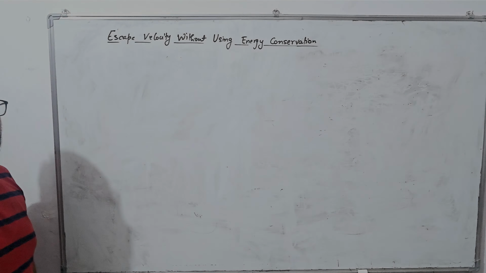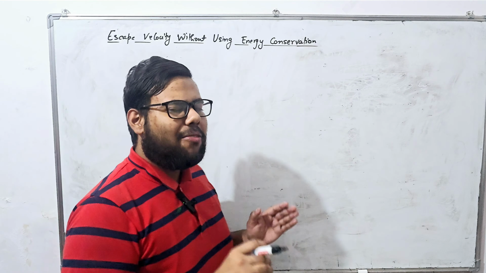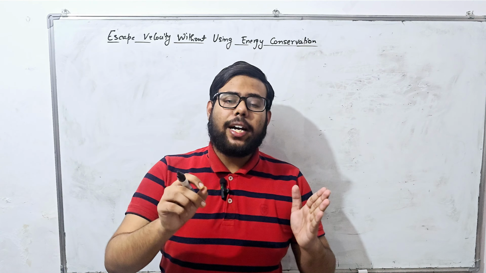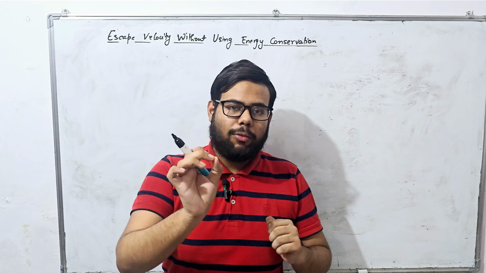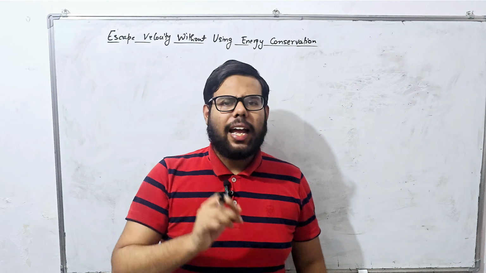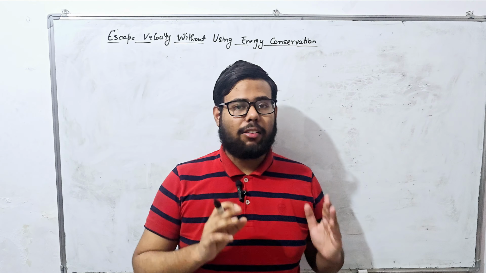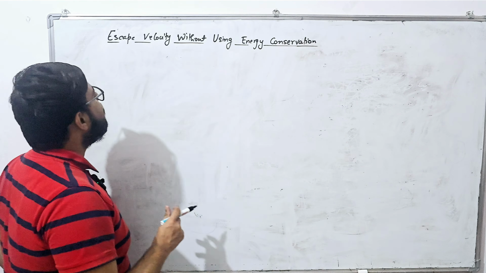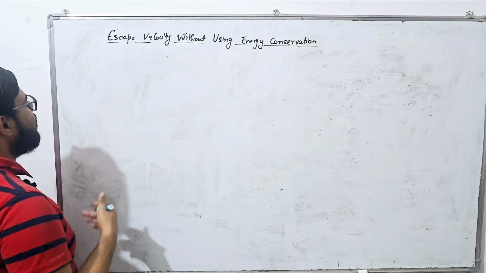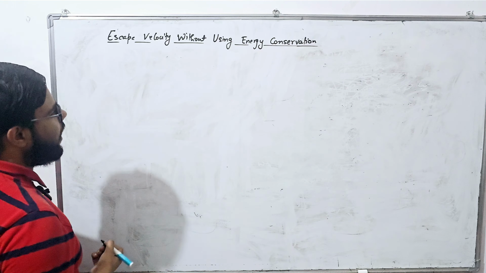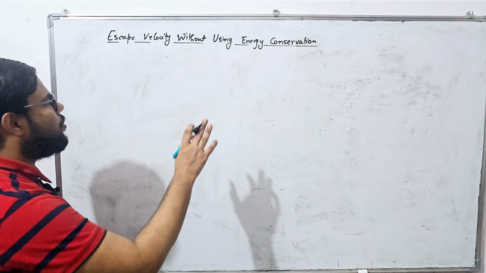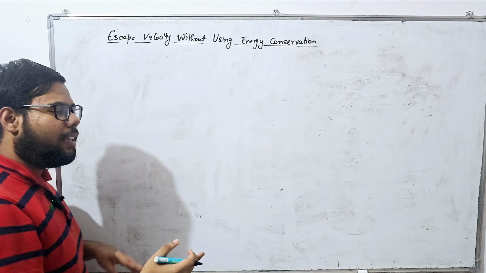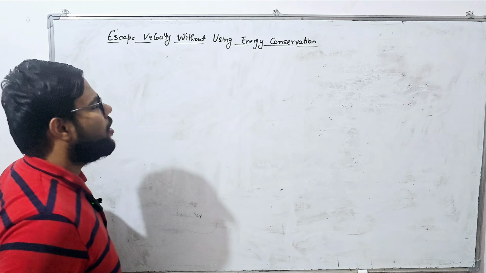Now let's start. So what is meant by escape velocity? Well, it is the minimum velocity which is required to be given to an object such that it escapes from the gravitational influence of any planet. And that is what is meant by escape velocity. So let's calculate this. So I defined escape velocity. Now let's see what is its expression using the method which I'm going to tell you. But first of all, let's see it using energy conservation, and then we'll see it according to my method.